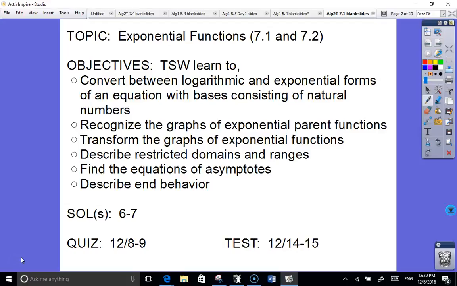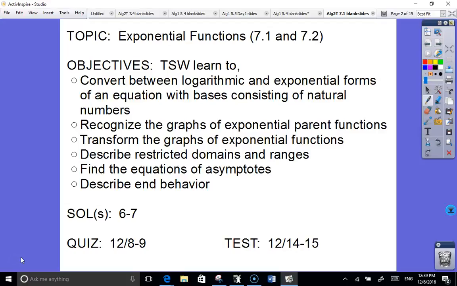Same as we've done before. Describe restricted domains and ranges. And it turns out exponentials have a restricted range. And find the equations of asymptotes. That's probably a new word for you that you haven't heard before, so get ready for that. And describe end behavior. We did end behavior already, specifically with polynomials, but it takes on a different meaning here with exponentials.